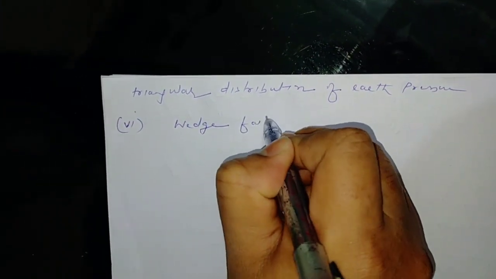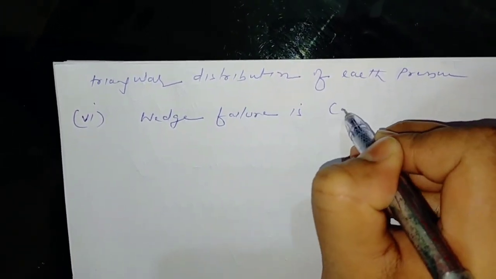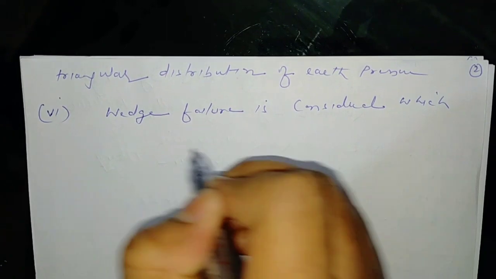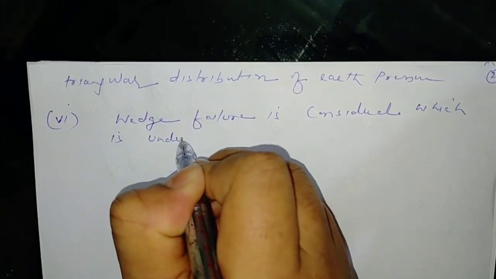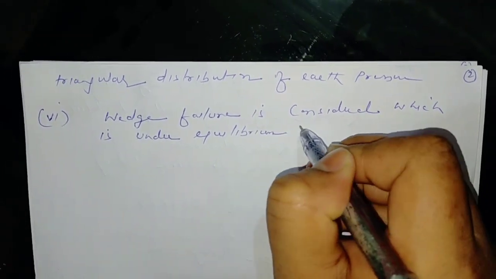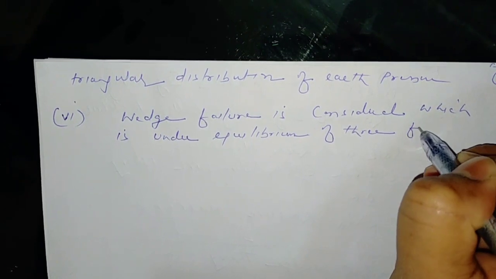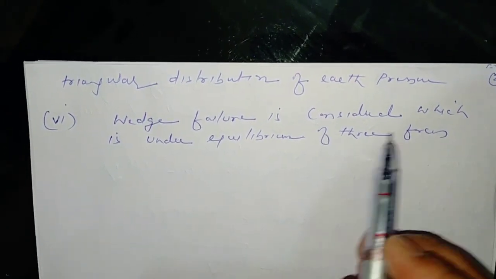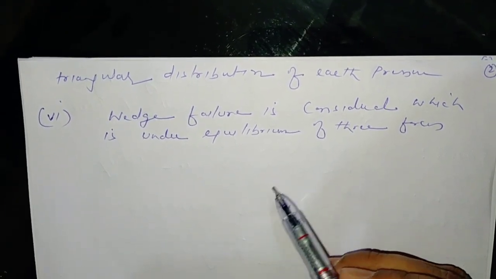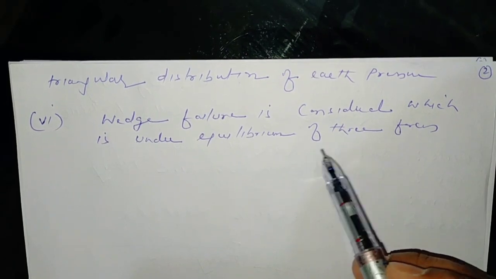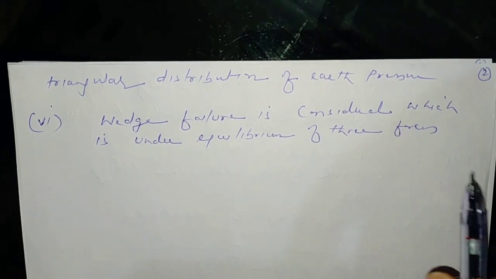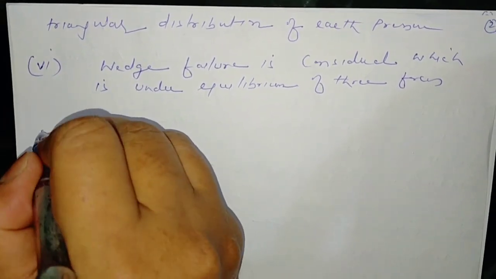Sixth assumption: wedge failure is considered which is under equilibrium of three forces. Wedge failure is considered which is under equilibrium of three forces. What are the various three forces? One is the reaction, another is the lateral thrust, and the third one is the weight of the wedge. So these three forces are in equilibrium.